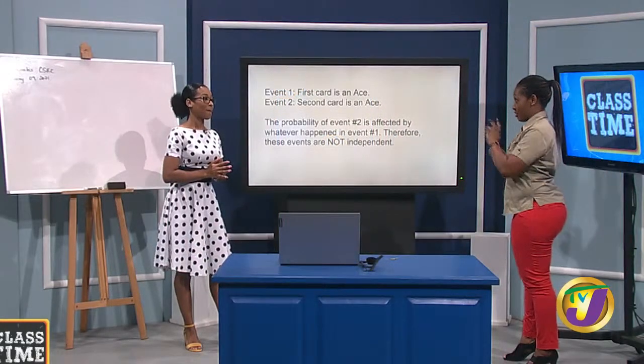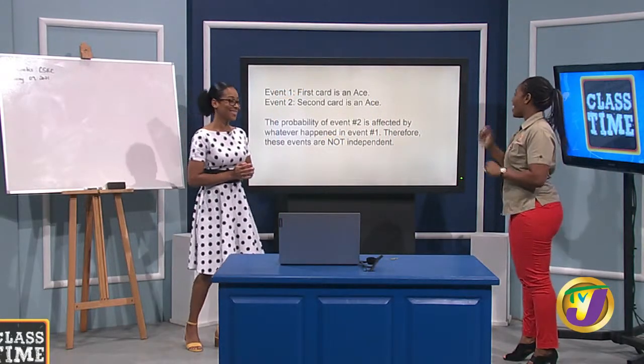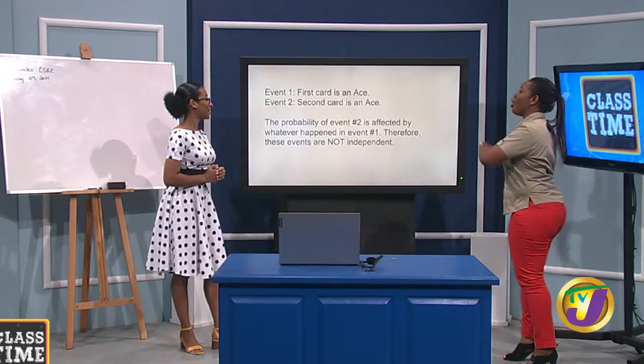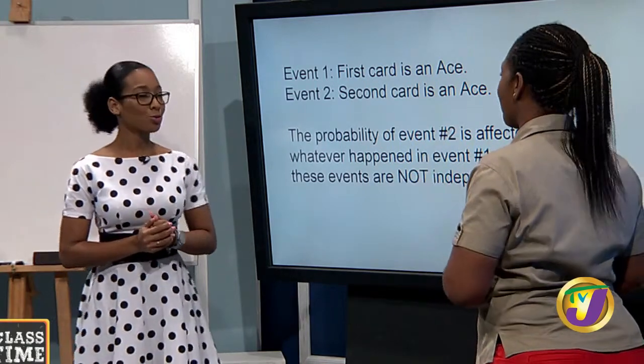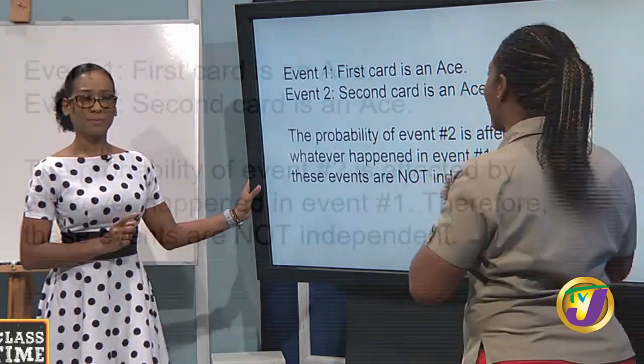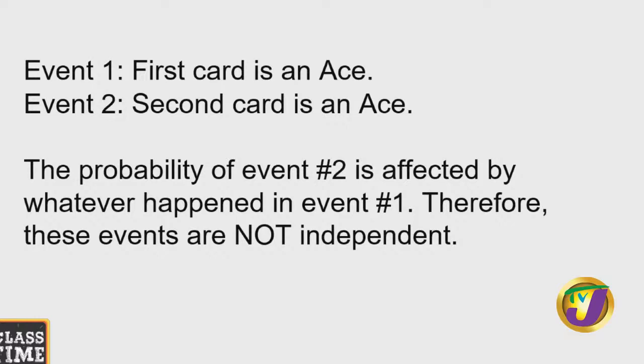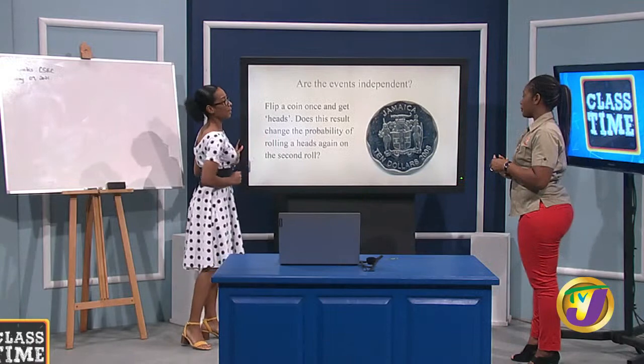And when you pull your first ace, you would now have 3 aces, right? Yes. So if you now have 3 aces out of a pack of now 51 cards, because you're 1 card less, your probability will change. Our total outcomes would have changed. So in this case, the events are not independent. Good.